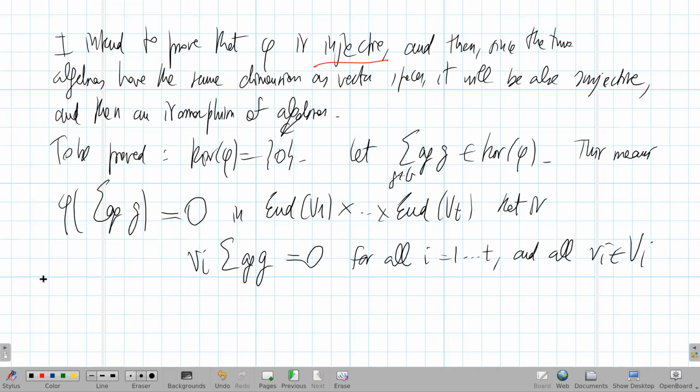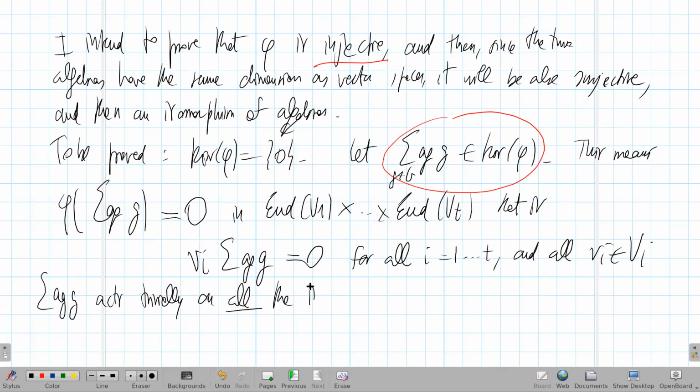So, in other words, this element in the kernel acts trivially, as 0, on all the irreducible modules, reducible or simple, I'm using the two terms interchangeably, the modules Vi. But now we recall a fact that I was mentioning on the previous slide.